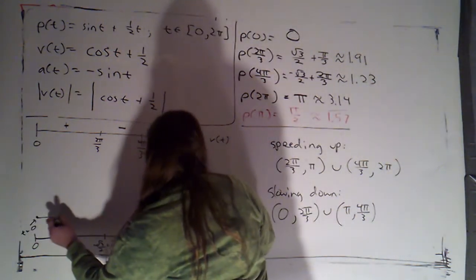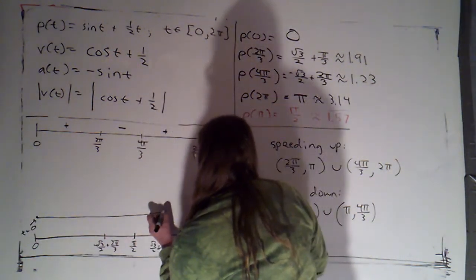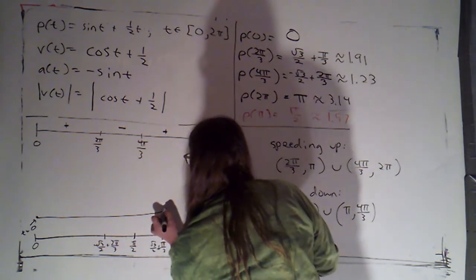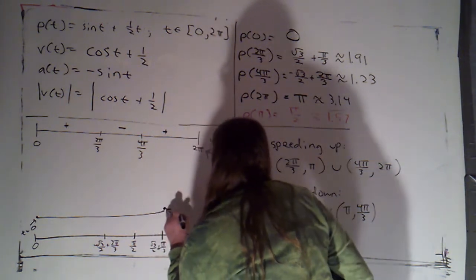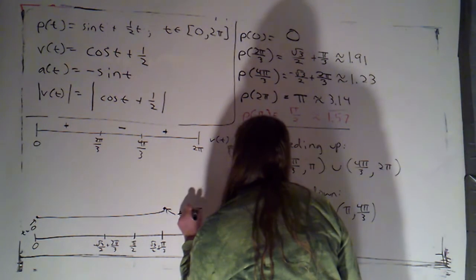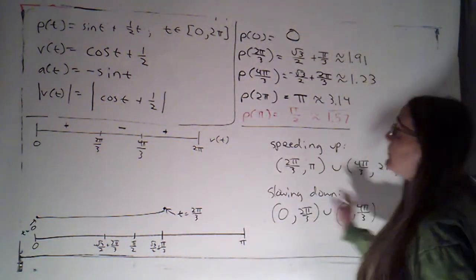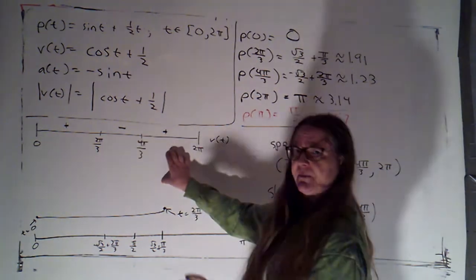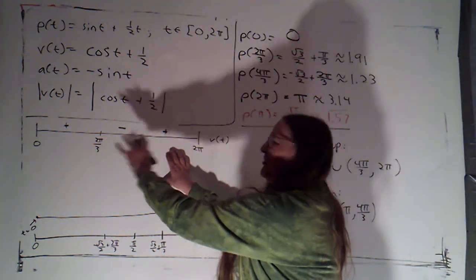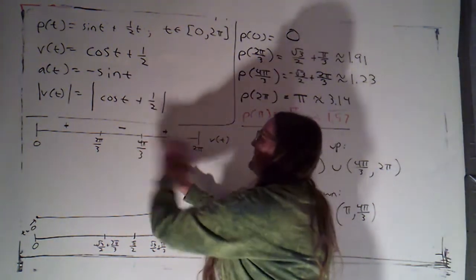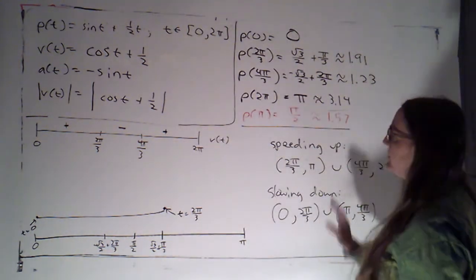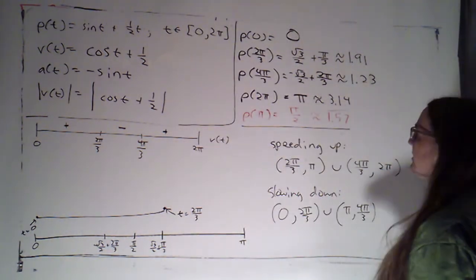So we'll come to here, and that's where we'll be at time t equals 2 pi over 3. Okay, then we changed direction. So I kept up here this number line that told me the sign of velocity. That's really the one that we're depicting in this picture here.